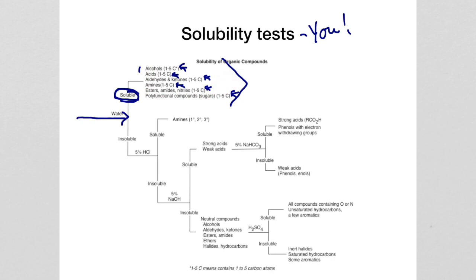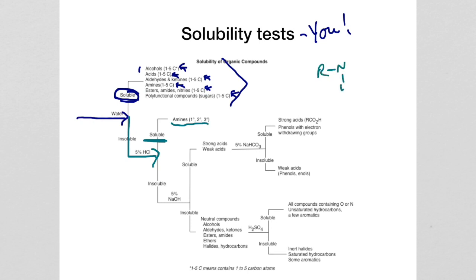What happens if you're water insoluble? Well, now you're going to get out some 5% hydrochloric acid and run another test. You're going to look to see, am I soluble in that hydrochloric acid? And it turns out that amines are soluble in aqueous hydrochloric acid.